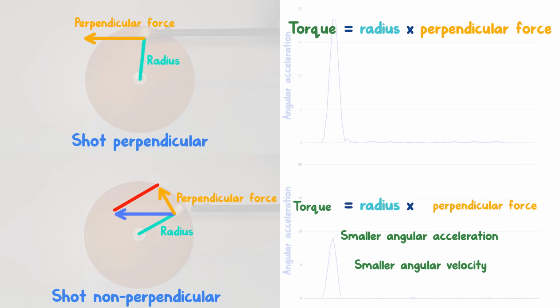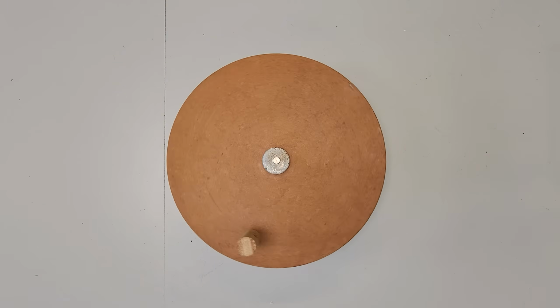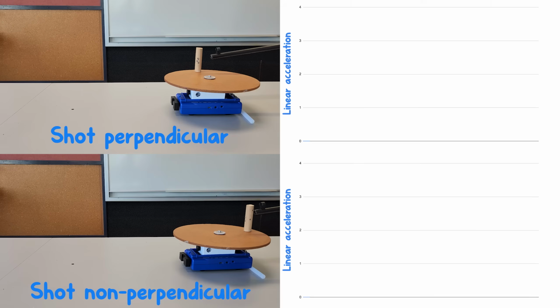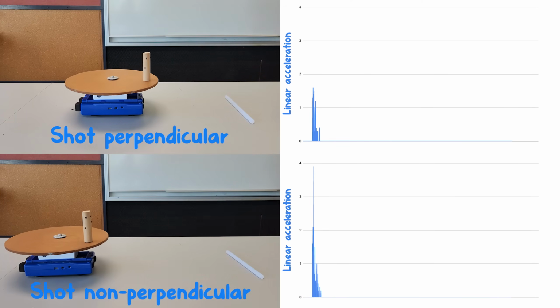The component of force that doesn't act to produce a torque and therefore an angular acceleration, instead acts to produce linear acceleration, which we see a hint of in the more pronounced wobble of the disc. Repeating the experiment on a smart cart, we can observe and measure the difference more clearly.